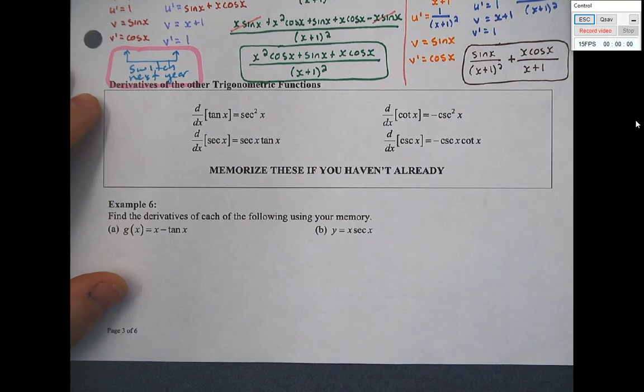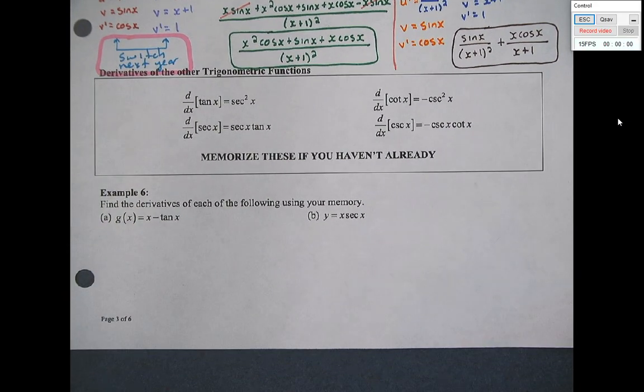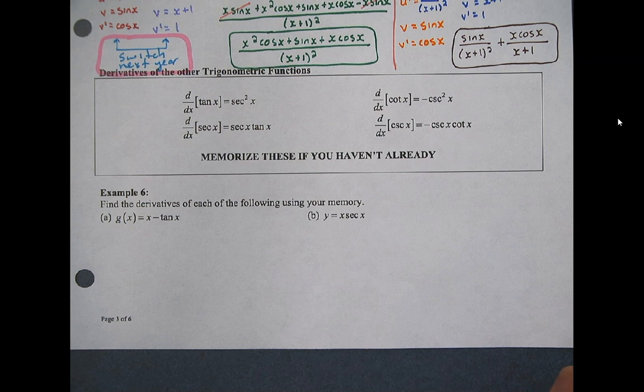Hey folks, let's finish up these 2.3 product and quotient rule notes. So we've already talked about the derivative of sine and cosine. Now we're going to add the other, the big six to the mix here. We're going to add tangent, secant, cotangent, and cosecant.